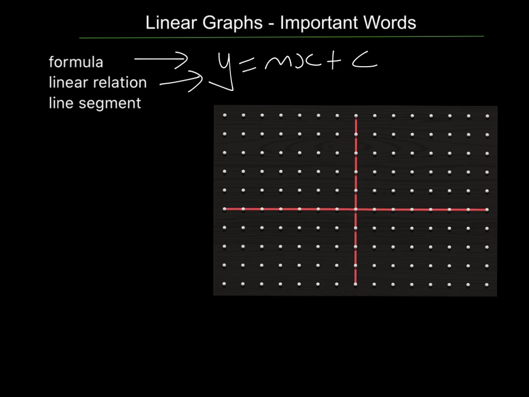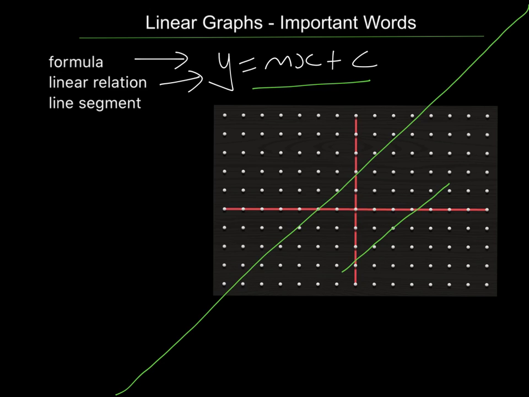A line segment is a bit of a line. If I use y equals mx plus c and draw the graph of it, it goes on forever off the screen, off to infinity in both directions. So we call that a line. A line segment is a bit of a line. So here is a line segment. It stops here at this point and stops at this point. It doesn't go off to infinity like this line would and like this equation would.